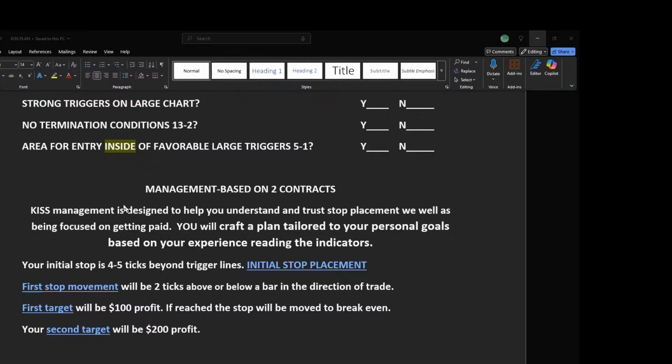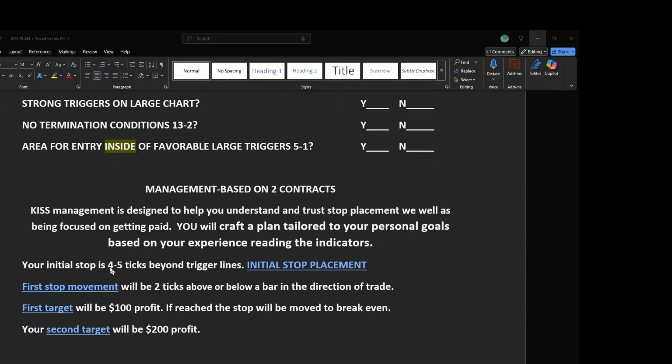The management plan in this plan is designed to help you understand stop placement, and it's really focused on getting you paid because it's hard to exit a market that your gut is telling you might go further because you hate the idea of not getting every dollar. Base hits pay bills. One of my favorite phrases. So the KISS plan uses 2 contracts. The first contract is going to be designed to get you paid, to understand stop placement, to get money in the bank and create that confidence.